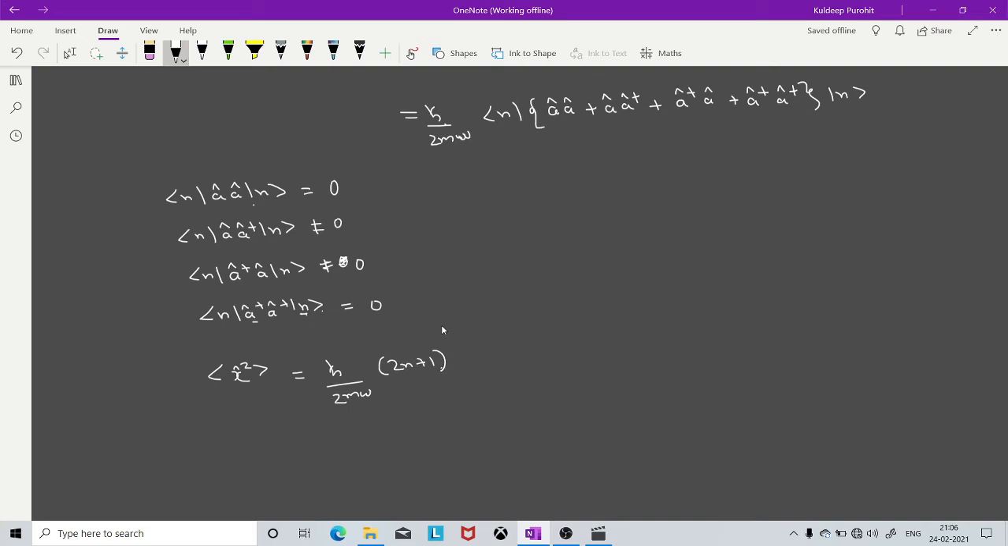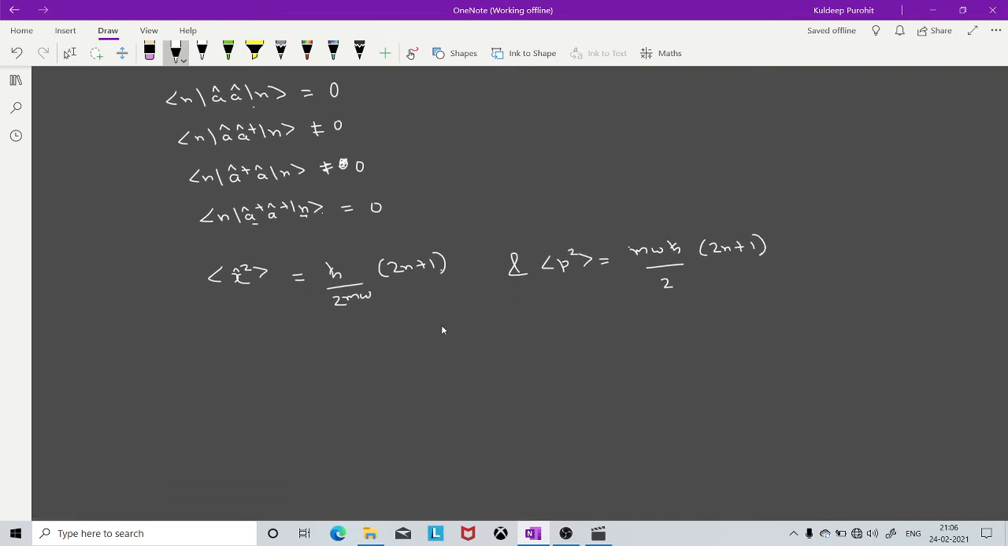Similarly you have to find the expectation value of p square operator in the nth state, and you will get m omega h cross by 2 into 2n plus 1. So these are also two very important results.